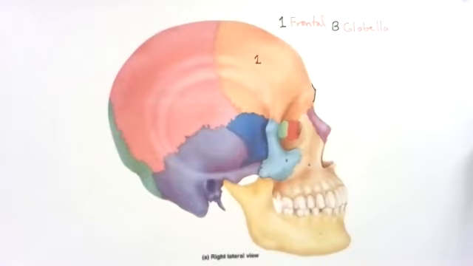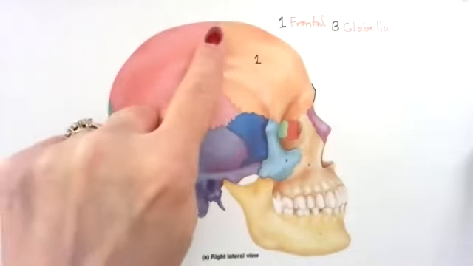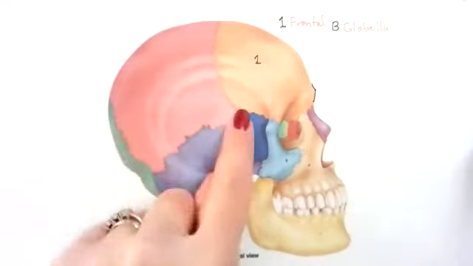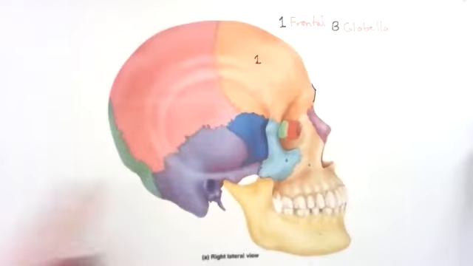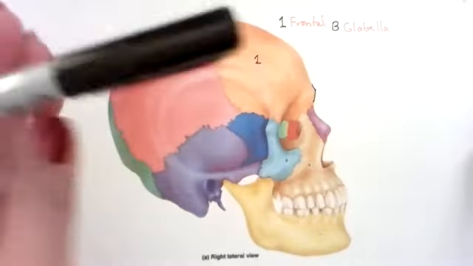The other thing we're going to be labeling are the joints between these cranial bones, and the joints have special names called sutures. We'll do that last. So let's go to bone number 2.